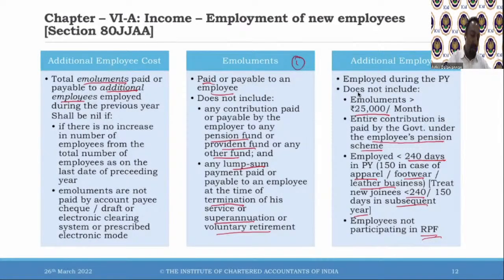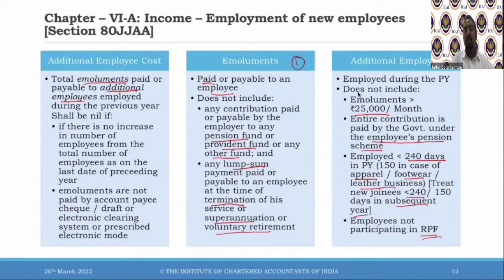So what is the reason now? We have now understood who are called an additional employee. Basically, the employee must be recruited in the previous year. Such employee should have worked for more than 240 days. In case he himself is recruited for less than 240 days, then it is fine; consider them in the subsequent year. For certain businesses, leather, apparel and footwear, it is not 240, it is 150 days. And the third point is contribution to the pension fund. If the government is contributing, don't include such employees. Similarly, if an employee is not contributing to recognized provident fund, ignore them also. So apart from these four situations, any new employee will be called an additional employee.